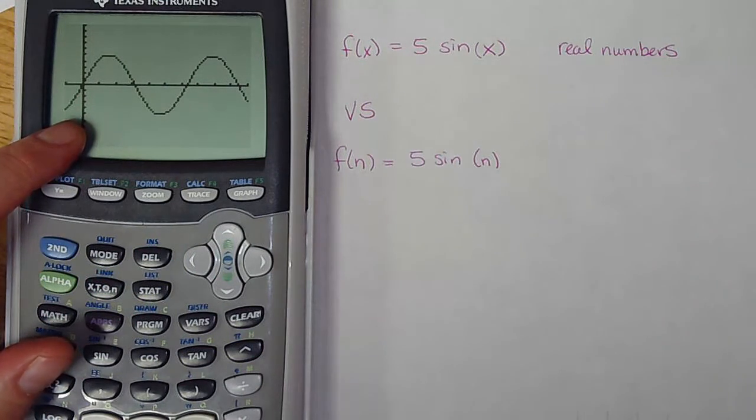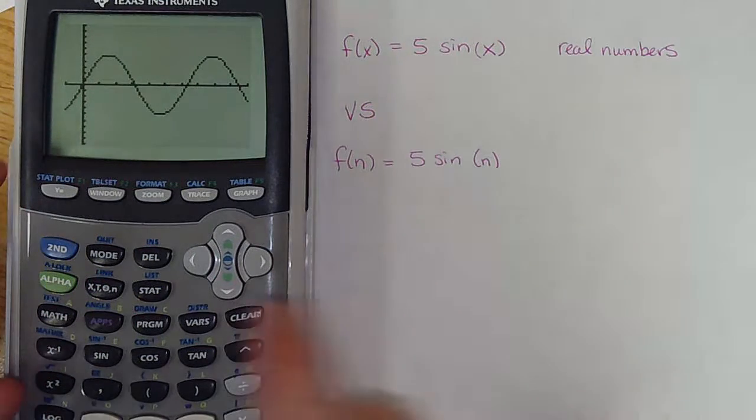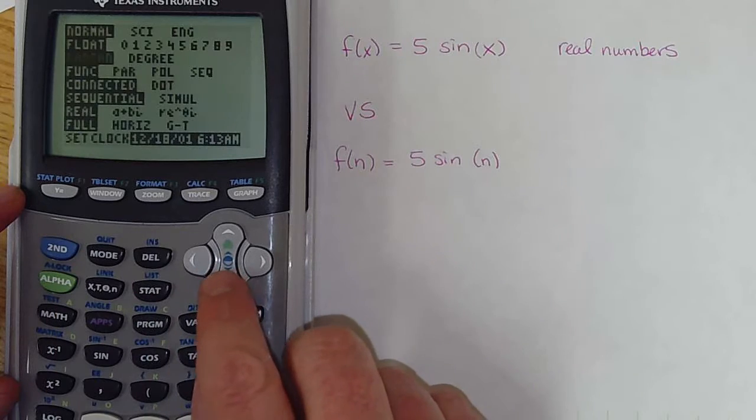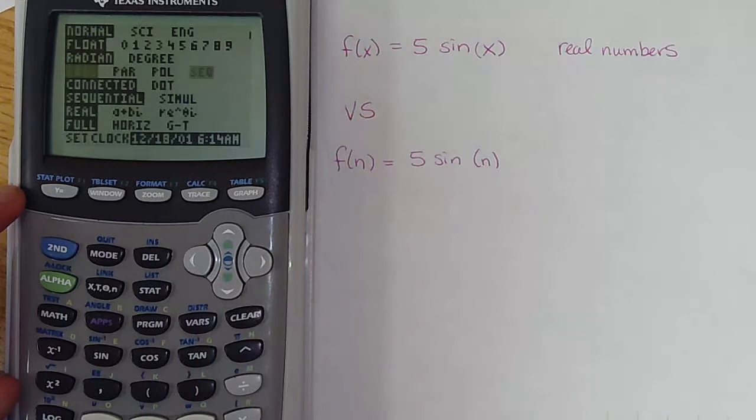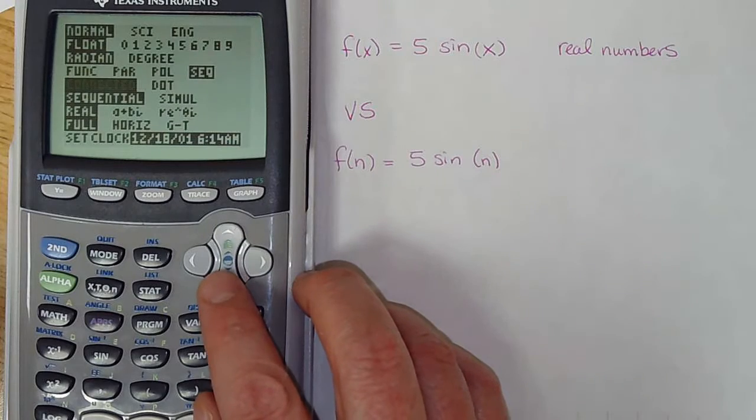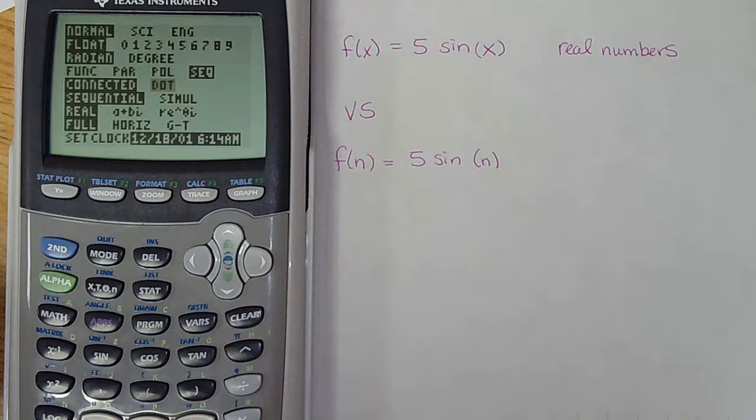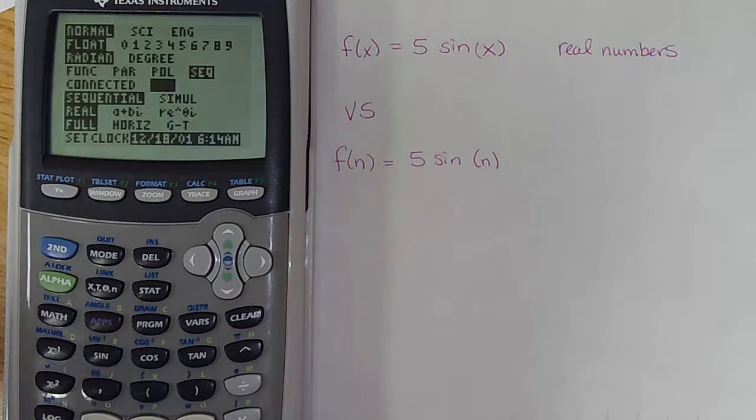You can actually change your calculator to sequence mode by switching the mode and going over to where it says sequence. If you have an older style calculator like mine, you also need to change the connected to be dots. So you'd make those two changes. Some of the newer calculators, I think you just need to switch it to sequence.